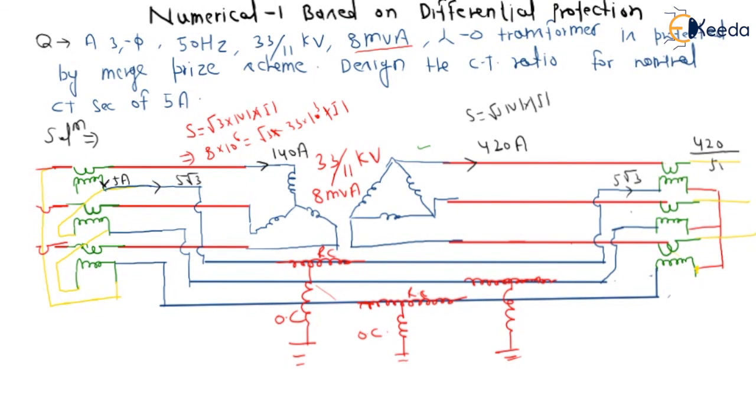If we are talking about the CT ratio, then in the numerator we can divide by root 3. So the CT ratio of the primary side will be 140 upon 5, and the other side will be 420 by root 3 upon 5. So this is all about this numerical.